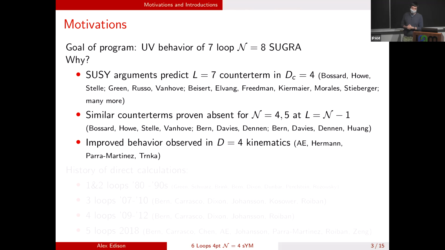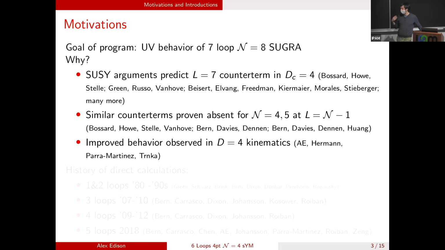Now, the interesting thing is that similar arguments predict counterterms for lower supersymmetry at lower loops. In particular, these arguments generate unprotected counterterms in n=4 and 5 supergravity for L = n-1, so at 3 and 4 loops. But explicit calculations by Bern and collaborators have shown that these counterterms actually carry a 0. Via explicit calculation, you calculate the loop amplitude, and there is no counterterm there. Also, there's some interesting observations that I've made with some of my collaborators about improved behavior in d=4 as a result of special kinematic shifts.